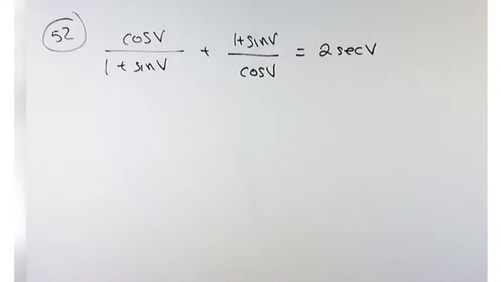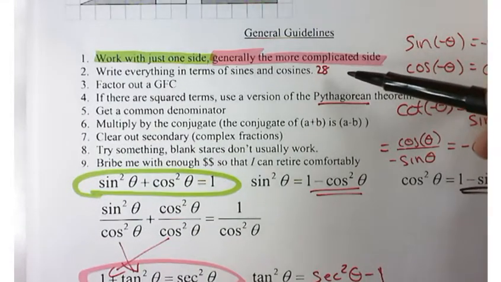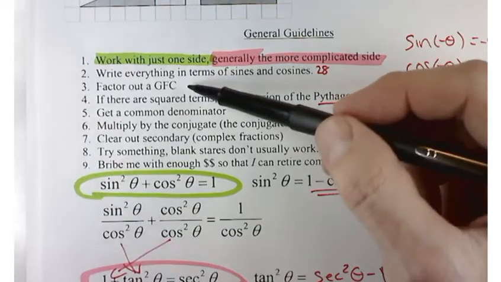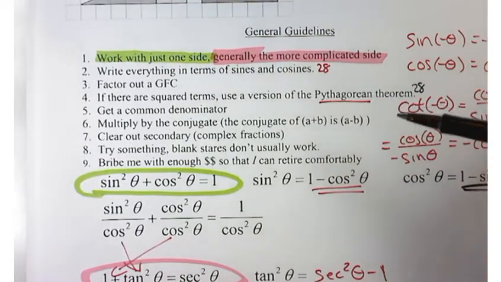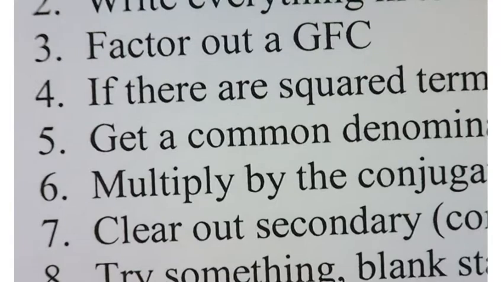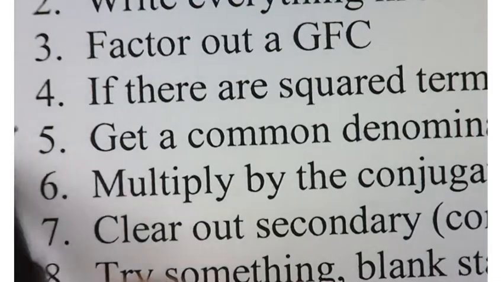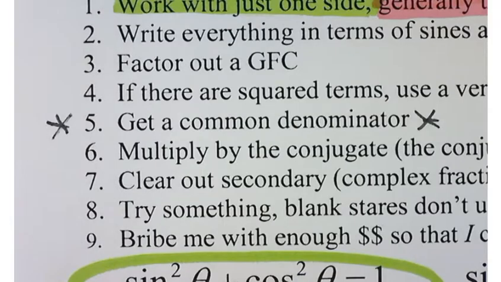What side should we work with? Left-hand side. Good. Start looking through your list. Does there look like there's anything promising? This is already in terms of sines and cosines. Doesn't look like there's a GCF. No squared terms. Does anything look promising? Anything at all? Anything looking good here? Oh, okay, cool. Yeah, get a common denominator. Let's try that.